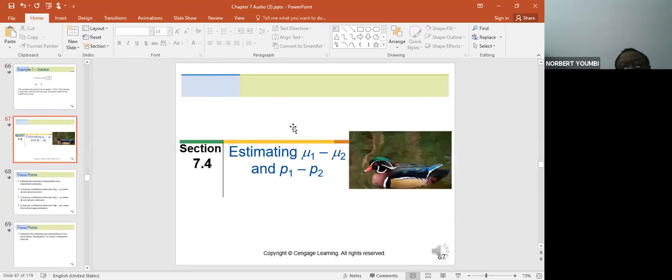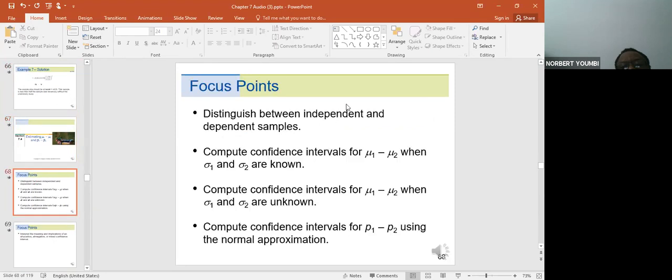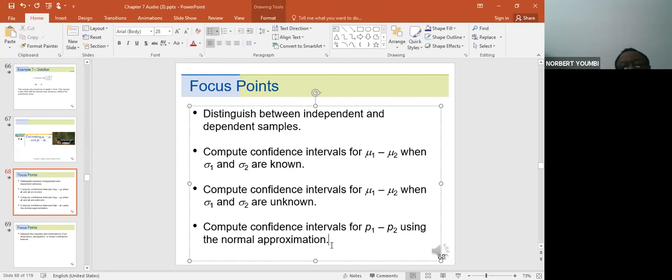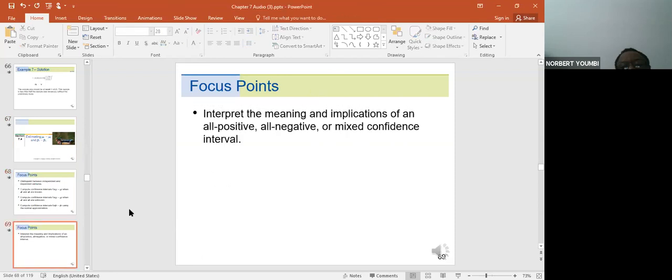.4 is the last section. In this section, we are going to compare two parameters. We compare them by subtracting them and compare it to 0. So if the sigma are known, we are going to use the Z distribution. When the sigma are unknown, we are going to use the T distribution. And we're also going to compute the interval for proportion, difference of proportion. In all those cases, we are going to use calculator.